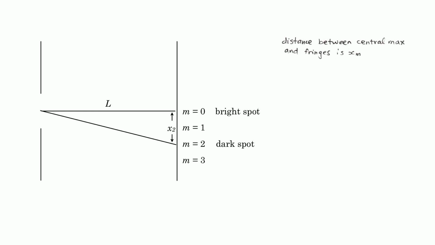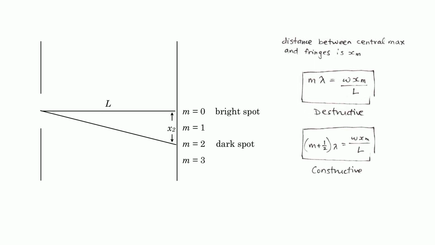The distance between the middle of the central maximum and each of the dark fringes is xm. And so for destructive interference, we have m lambda equals W xm over L. And for constructive interference, again, it's reversed. We have (m plus a half) lambda equals W xm over L. And this would be the case for constructive interference.